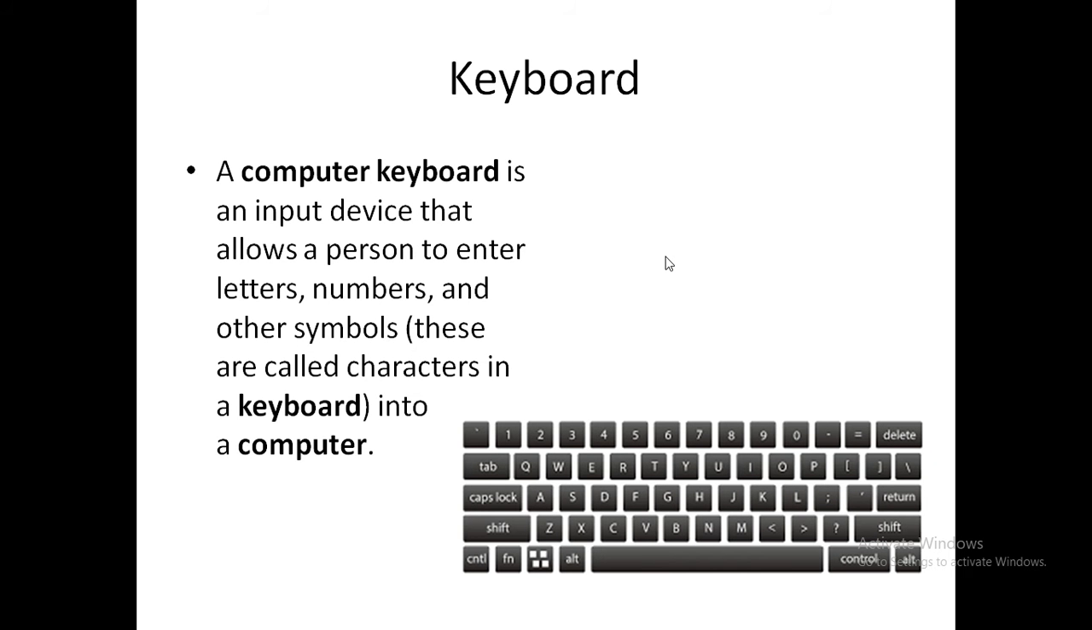So a computer keyboard is an input device that allows a person to enter letters, numbers, and symbols. You can see there are lots of letters. All the letters are there. Q, W, E, R, T, Y. So a keyboard is known as QWERTY keyboard. QWERTY keyboard means Q, W, E, R, T, Y, the starting letters of the keyboard. So we have given the name to the keyboard, that is a QWERTY keyboard.